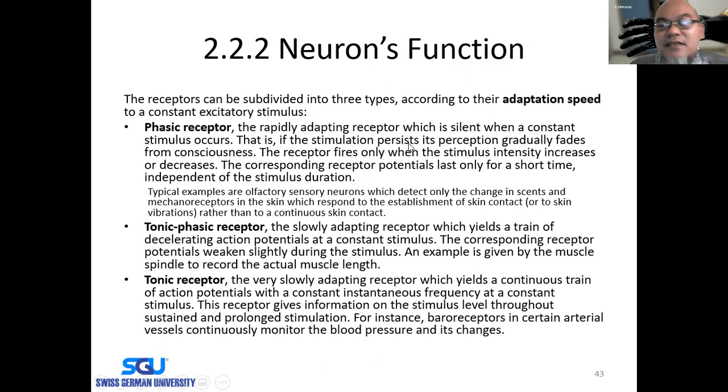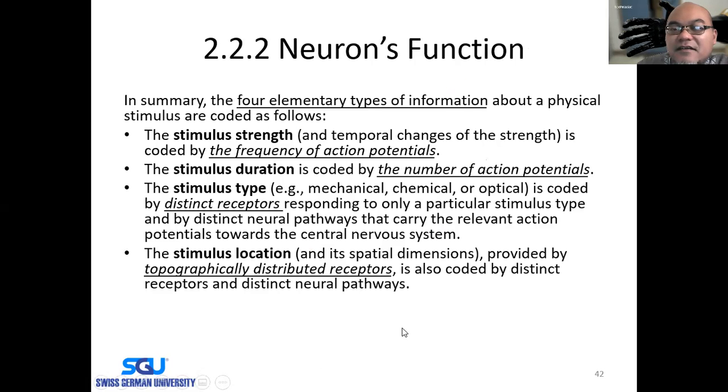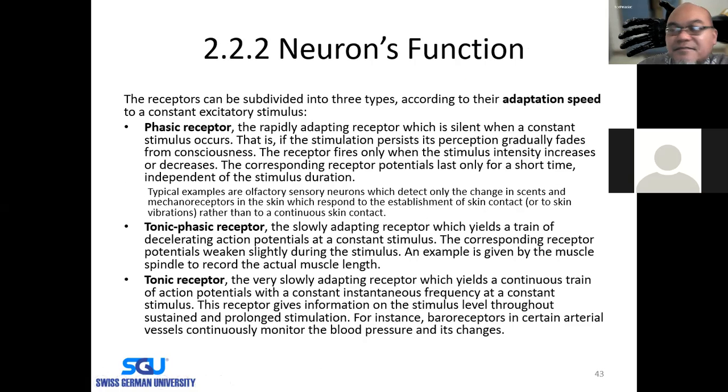If the stimulation persists, its perception gradually fades from consciousness. The receptor fires only when the stimulus intensity increases or decreases. So when it is constant, the central nervous system doesn't feel the stimulus anymore. The corresponding receptor potentials last only for a short time, independent of the stimulus duration. Like this, even though the stimulus is still happening, this excitation finishes immediately. Okay, clear, everyone?